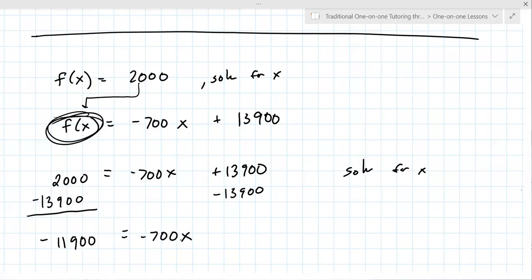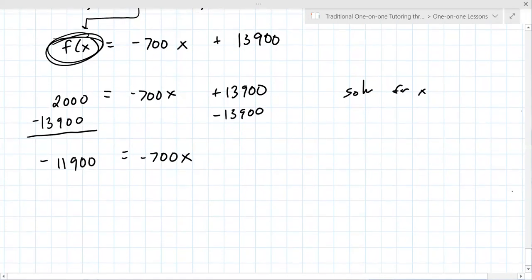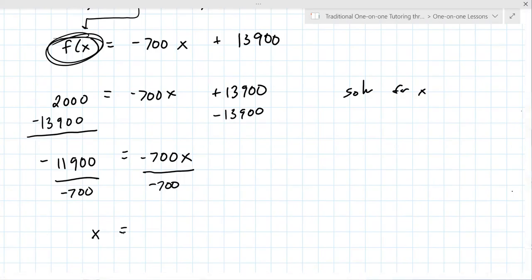So then you'd have to divide both sides by minus 700. Okay, so then, here, I'll do the division real fast. 700 into 1 would be... Actually, we can just use a calculator. Here, let me get my calculator. Yeah, definitely grab a calculator.